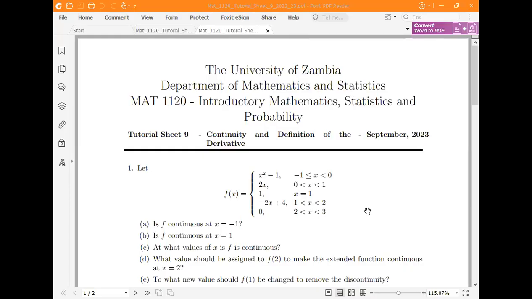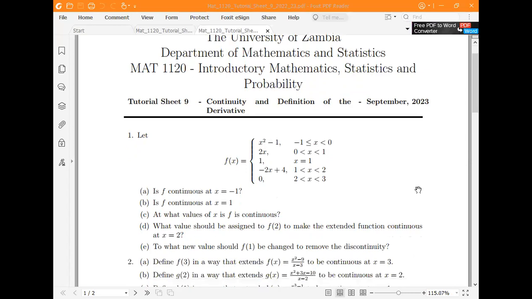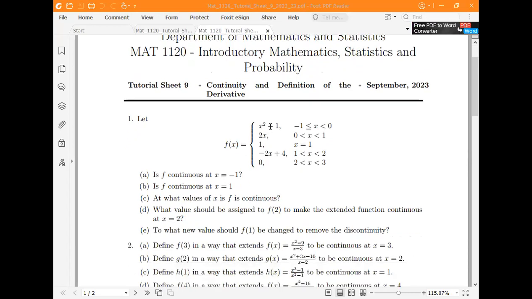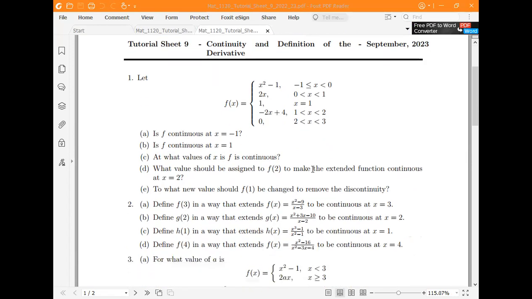Okay. So we advance a bit. We are now looking at continuity and the definition of the derivative. So again, we define the term continuous, what it means for a function to be continuous. And I'll remind you here.